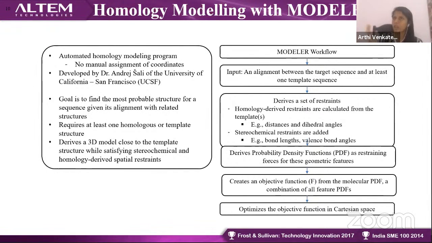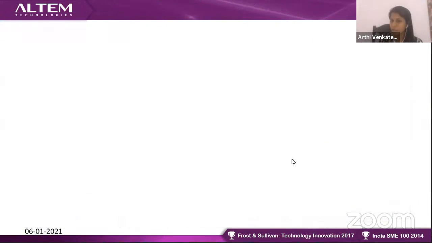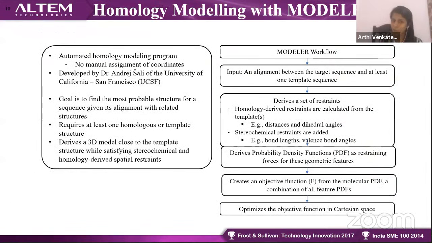You have a structure and you have your sequence, and based on this sequence you have some target structure. Based on BLAST, you have got the target structure, and you are identifying your structure based on the specific target sequence. That's why Modeler is used, and you will be predicting the homologous structure based on the template sequence. Apart from that, it derives a 3D model which is very close to the template structure. Also, it can satisfy stereochemical as well as homology-derived spatial restraints.